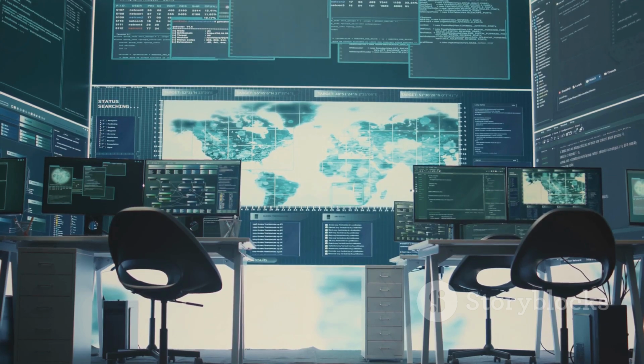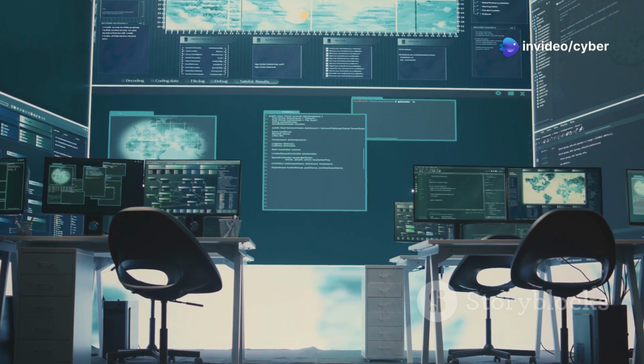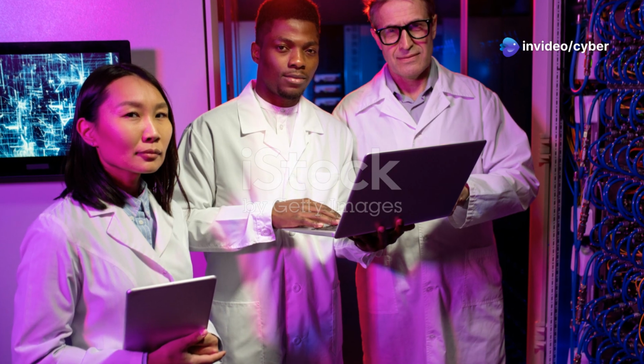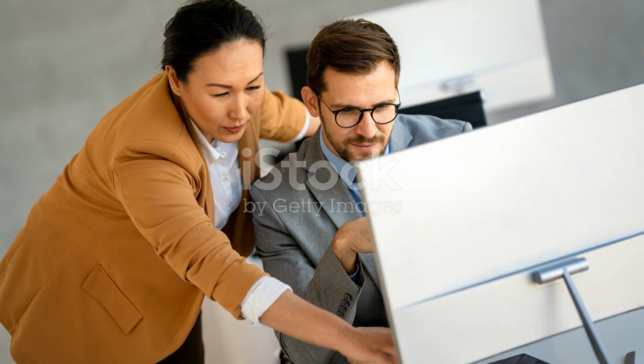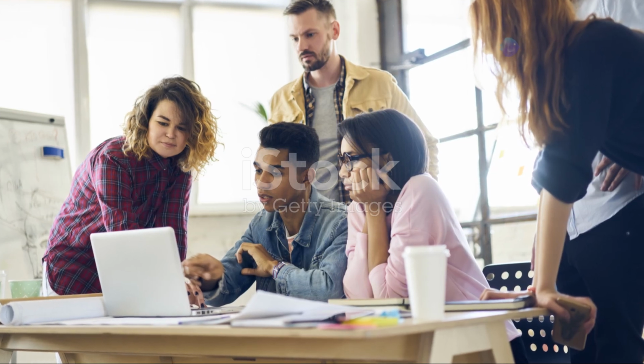Organizations need to understand the unique benefits of each to implement effective cybersecurity measures. By embracing both vulnerability assessment and penetration testing, organizations can proactively identify and mitigate vulnerabilities, strengthening their defenses against cyber threats.